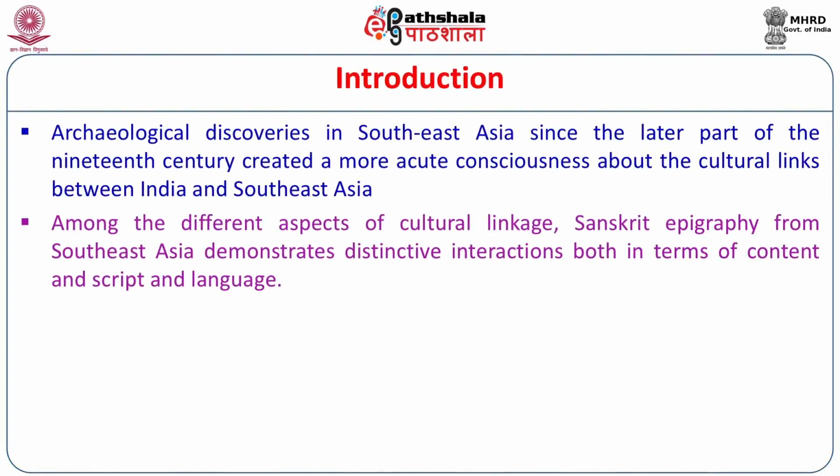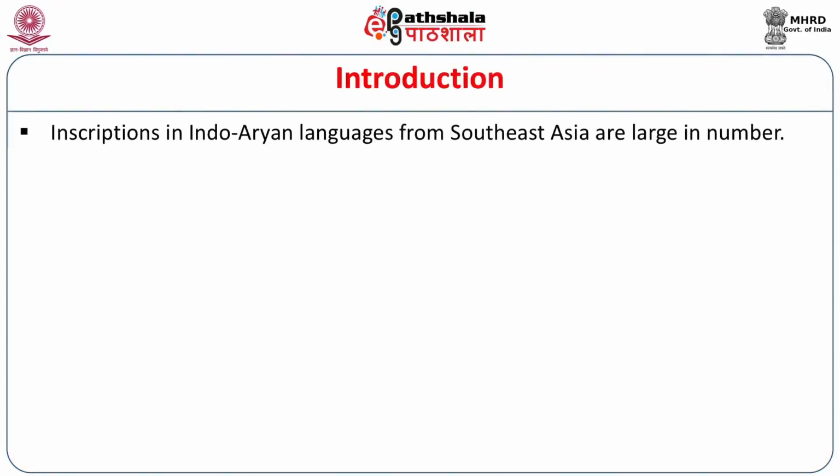Among the different aspects of cultural linkages, Sanskrit epigraphy from Southeast Asia demonstrates distinctive interactions both in terms of content, script and language. In fact, in regions of Southeast Asia like Cambodia, like Champa, which is present in Vietnam, Java, many inscriptions have been found which are written in Sanskrit. There are also inscriptions written in Tamil, which shows that there was constant interaction between people from India and regions of Southeast Asia.